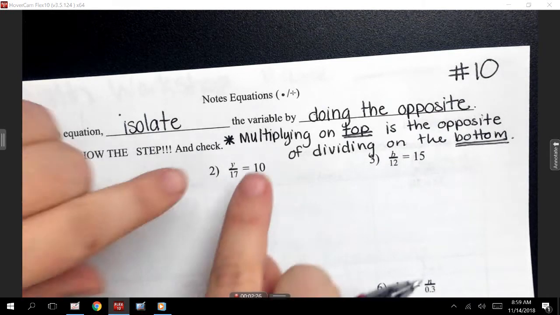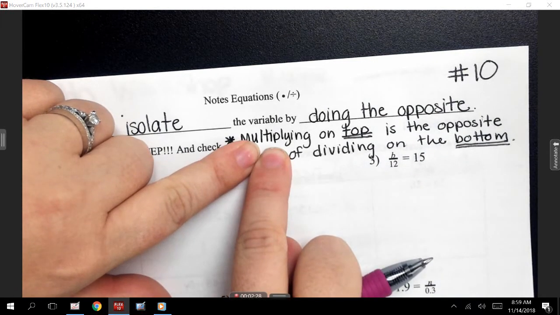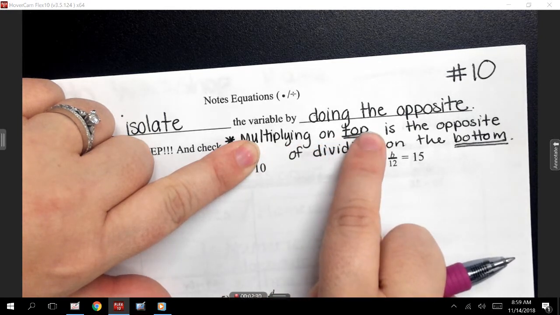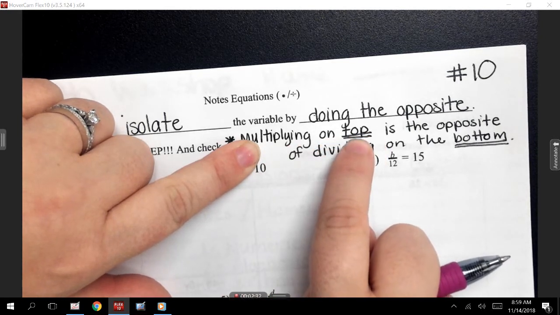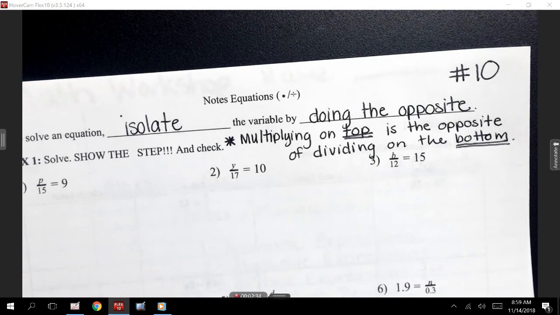So when we do the opposite of dividing, where am I going to have to do my multiplication? On the top. Because not only do we want to do that opposite operation, we want to do it in the opposite location. If you think about how we did addition and subtraction, it said plus 2, and then underneath the 2 we put minus 2, right? So we were still going top to bottom. It's going to be the same thing on these, all right?